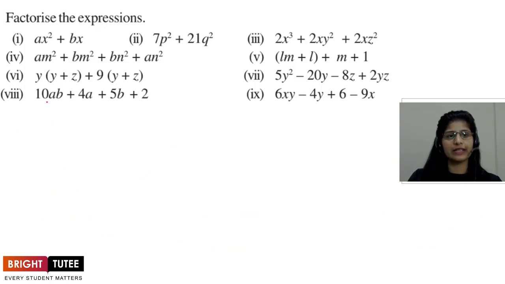Let's try the next part, that is the eighth part, which is written here: 10ab plus 4a plus 5b plus 2. So out of 10 and 4, what is common?